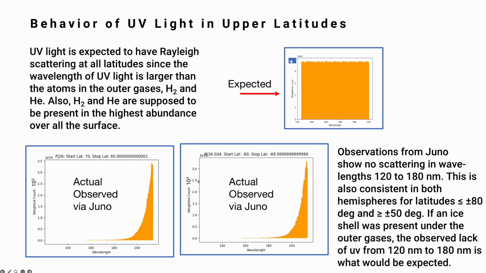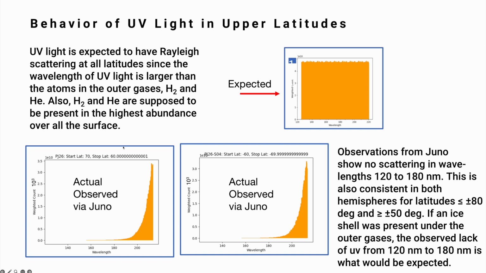So UV light is expected to have Rayleigh scattering at all latitudes, since the wavelength of the UV light is larger than the atoms in the outer gases. And H2 and helium, hydrogen and helium, are supposed to be present in the highest abundance over all the surface. So we'd expect scattering that would be pretty constant across the board. This is 120 nanometers here, and this is 220 nanometers here.